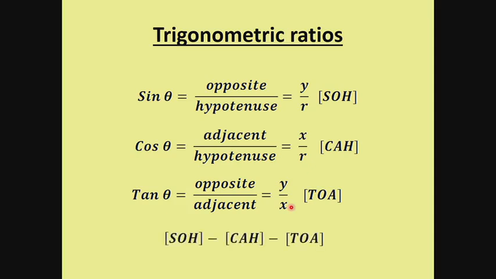And obviously, one way of remembering your trig ratios is SOHCAHTOA. Remember SOHCAHTOA? Sine is opposite over hypotenuse. Cos is adjacent over hypotenuse. And tan is opposite over adjacent. So the trigonometric song is SOHCAHTOA, and SOHCAHTOA refers to your three basic trig ratios in trigonometry.